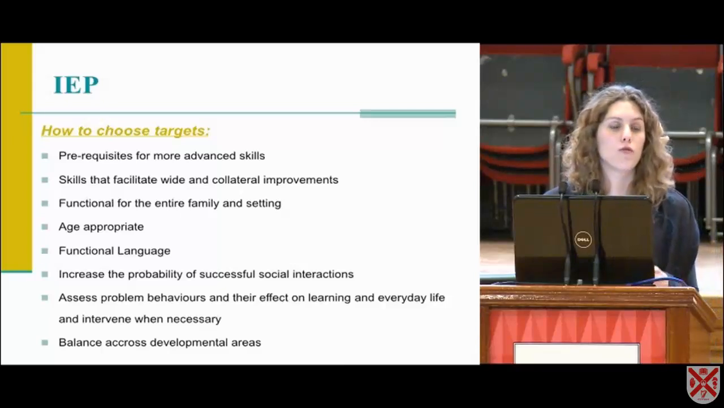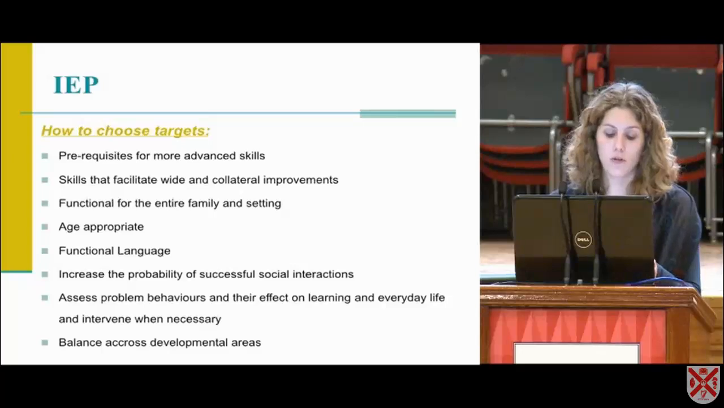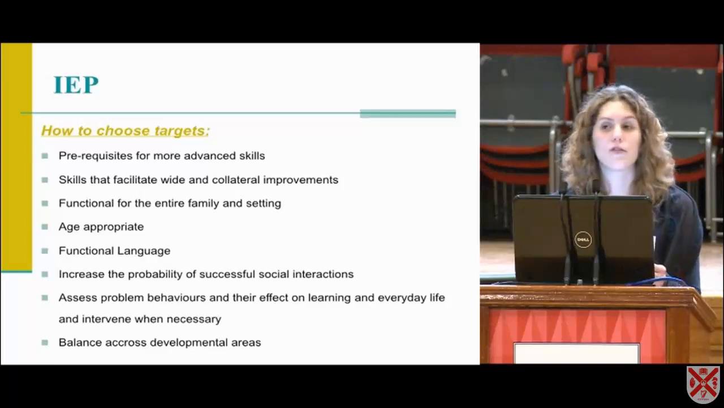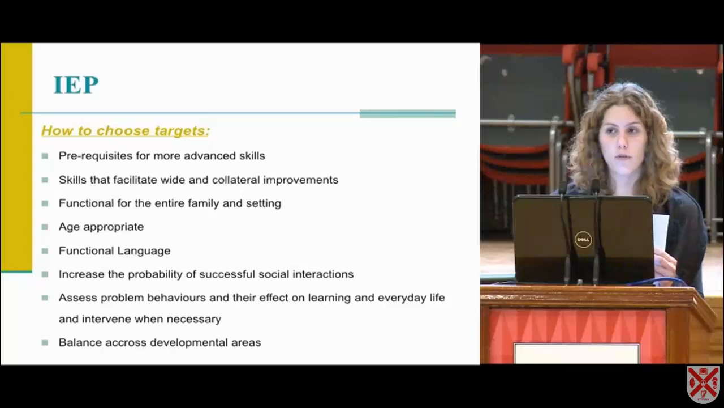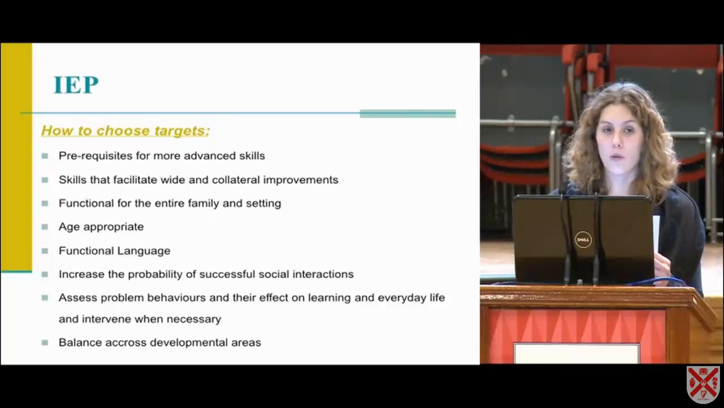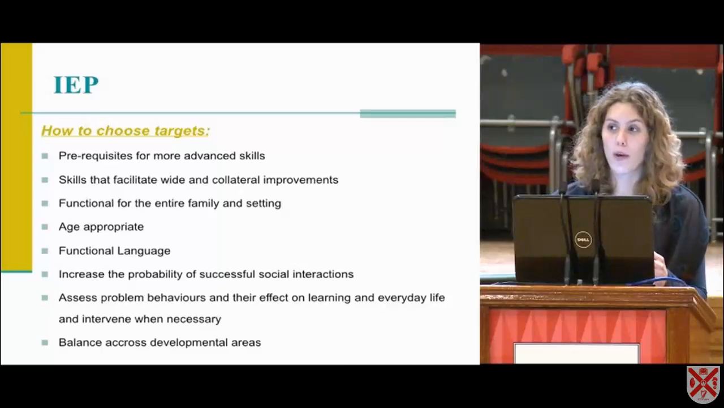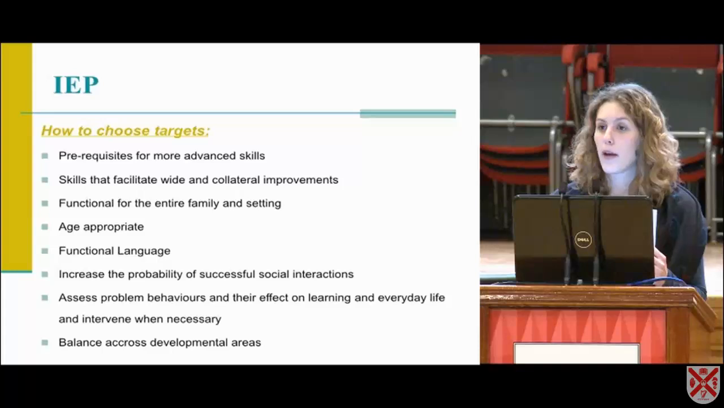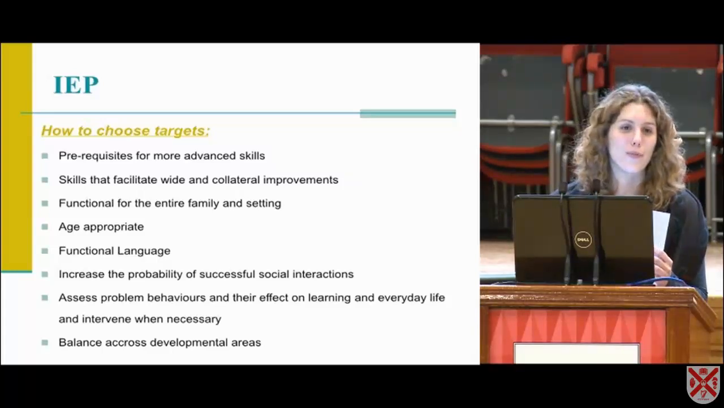The targets that we choose have to be functional for the entire family and the setting. So teaching a student that lives in a village, for example, to use public transport may not be as urgent as teaching him to cross the road. So we have to pick skills that are functional for the child's family and for the setting where he lives. The skills have to be age appropriate. So we can't teach play skills like playing with a car to a 3-year-old child, but obviously leisure skills for a teenager would look very different from playing with a car.